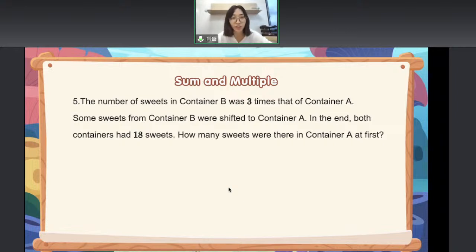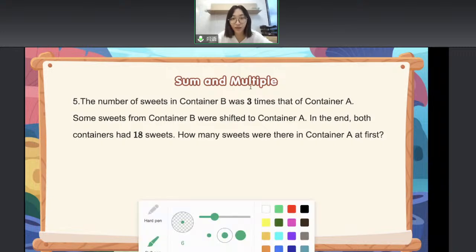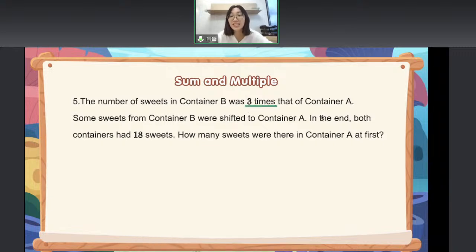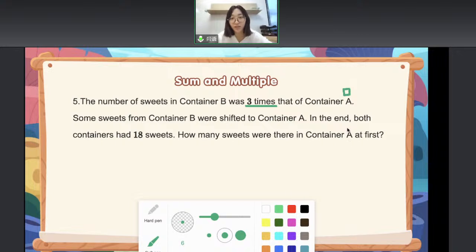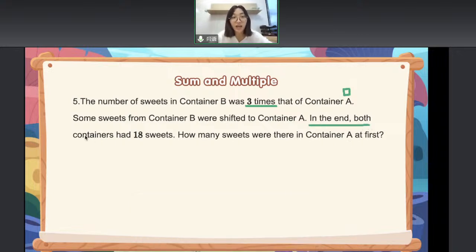Sum and multiple question. The number of sweets in container B was 3 times that of container A. Okay, pay attention: 3 times that of container A. Actually, container A should be 1 unit. Some sweets from container B were shifted to container A. In the end, both containers had 18 sweets. How many sweets were there in container A at first?